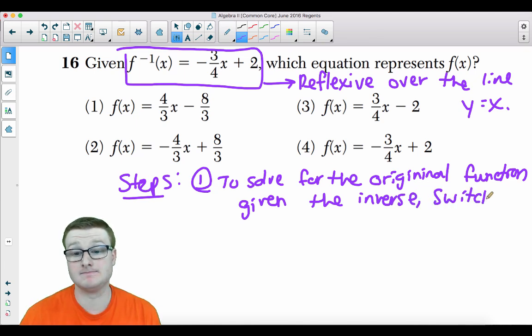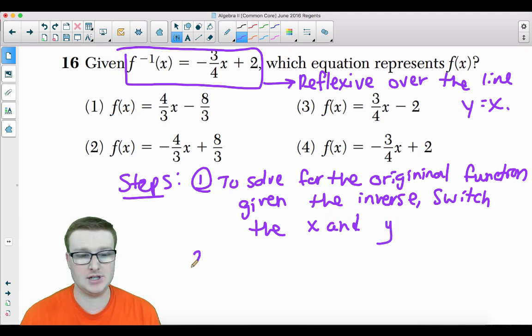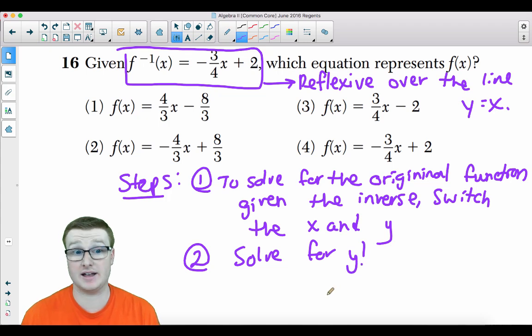Switch the x and y. Okay? Then step 2, solve for y. And you have your original function back.